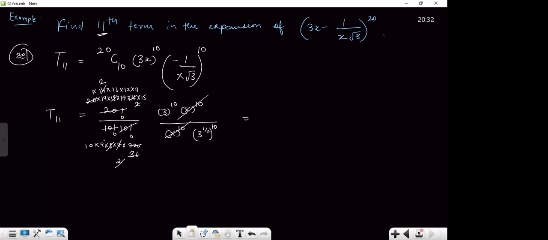So 9 by 3 becomes 3, 12 by 3 becomes 4, and 3 divides 15 by 5. We have to be careful. And 5 divides 10 by 2, 2 divides 2. There's nothing significant left here in the denominator. 3 raised to power half into 10 becomes 5. So this is actually 3 raised to power 5.